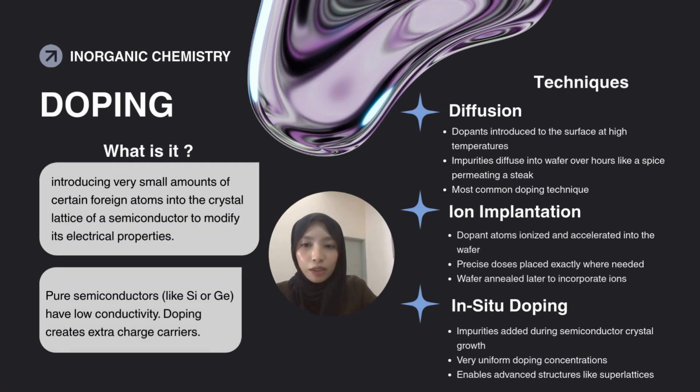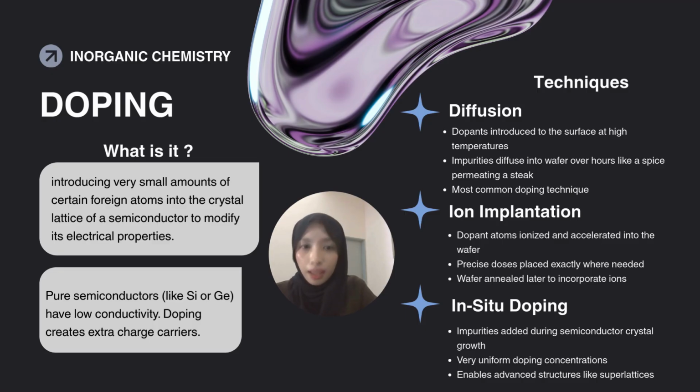Moving on to the next topic, which is doping. So what is it? Doping is a process of introducing very small amounts of certain foreign atoms into the crystallites of a semiconductor to modify its electrical properties. So why do we use doping? Pure semiconductors like silicon or germanium have low conductivity. So with doping, it will create charge carriers that will enhance its electrical properties.